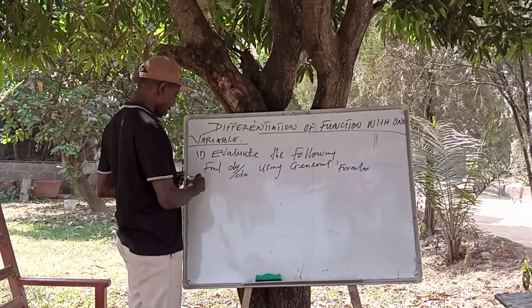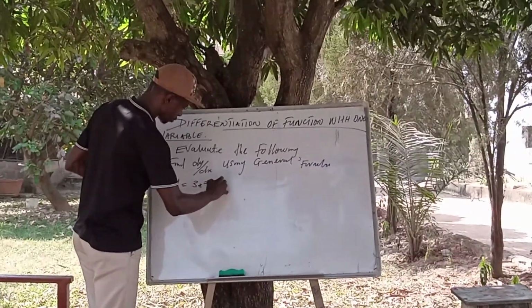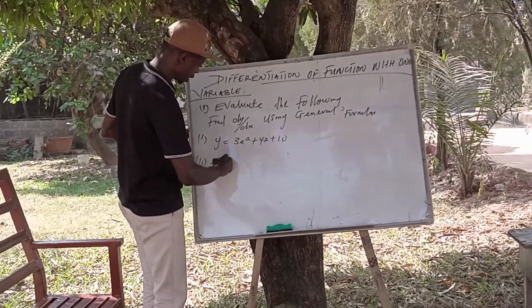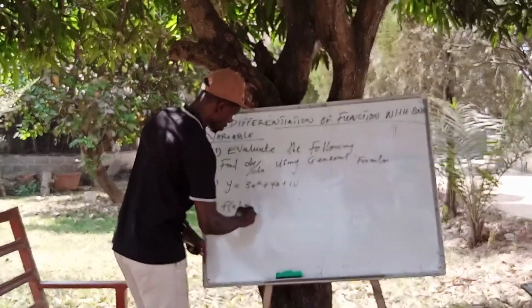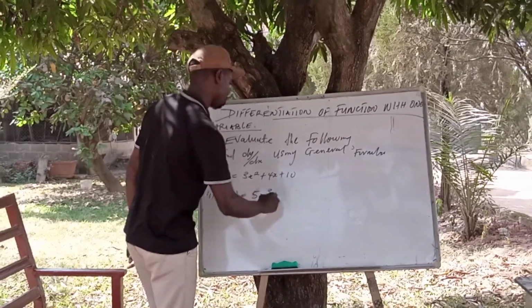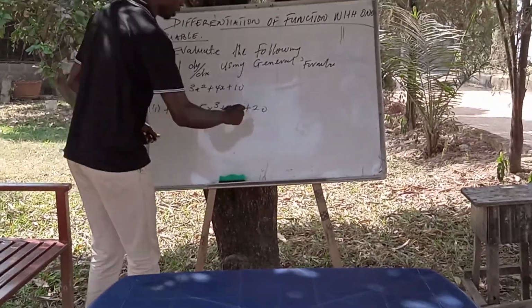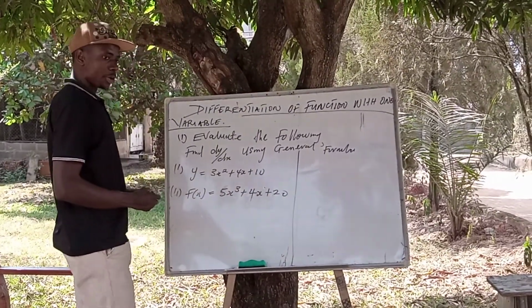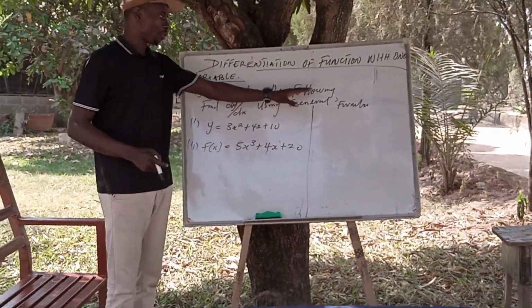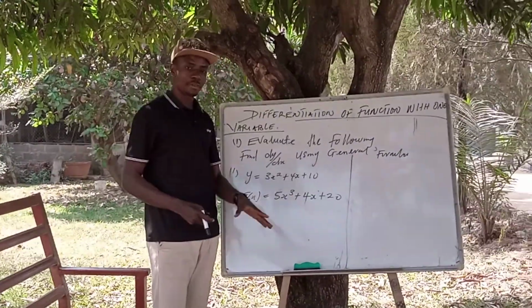The first one is y equals 3x squared plus 4x plus 10. Then the second is a function of x, f(x) equals 5x cubed plus 4x plus 20. We can use the general formula to solve these. The rule of the general formula is that once you introduce dy/dx, you have already differentiated.